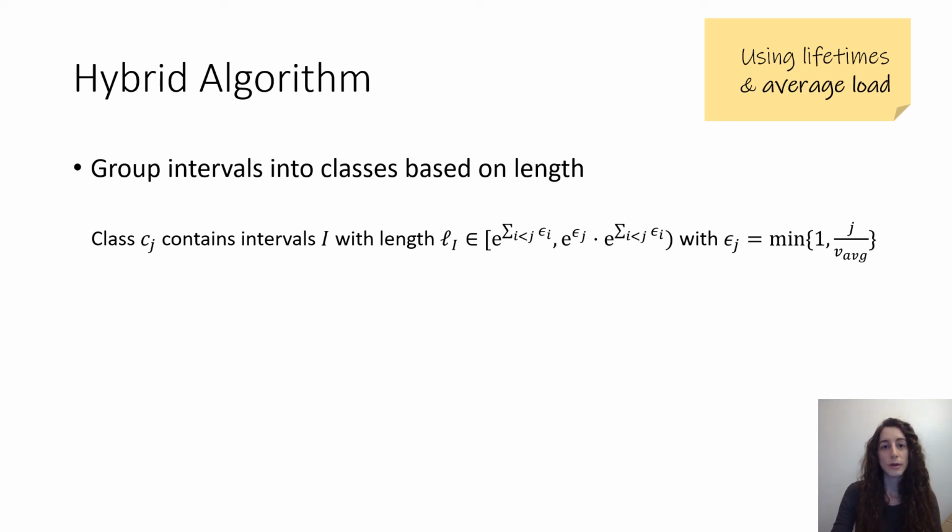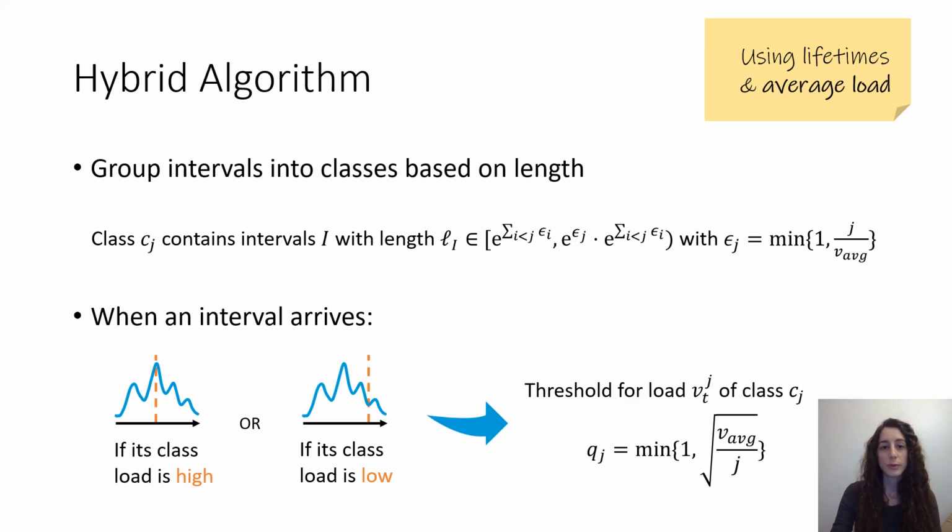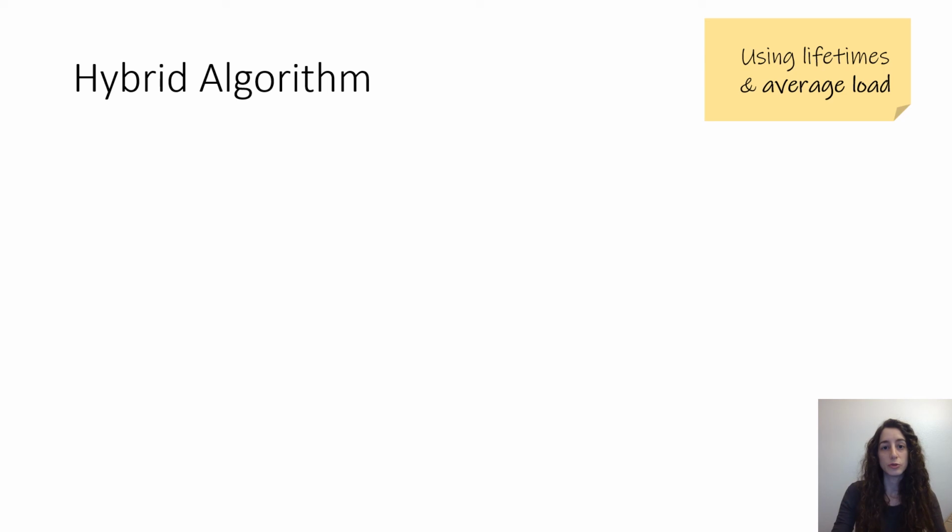The second question is about the low versus high load of the class. This is given by a threshold parameter q j that depends on the average load and the class index j. It is important to note that both the class limits and the threshold use the average load information. This information allows us to create good classes and split the load well in order to achieve our guarantees. Now what is left to see is how the intervals are actually scheduled.